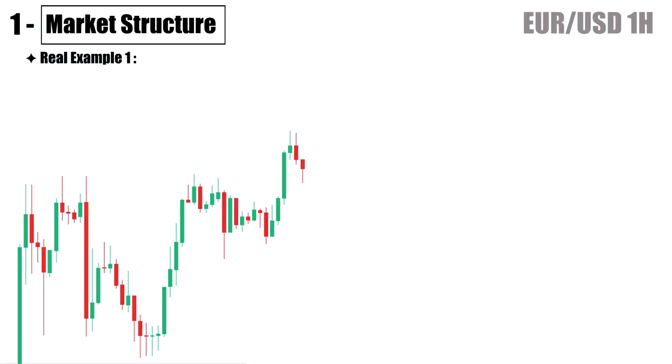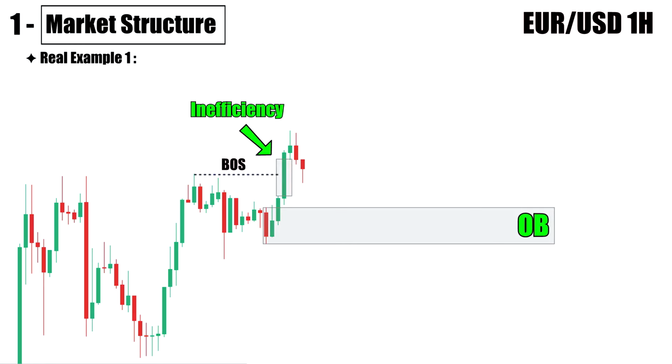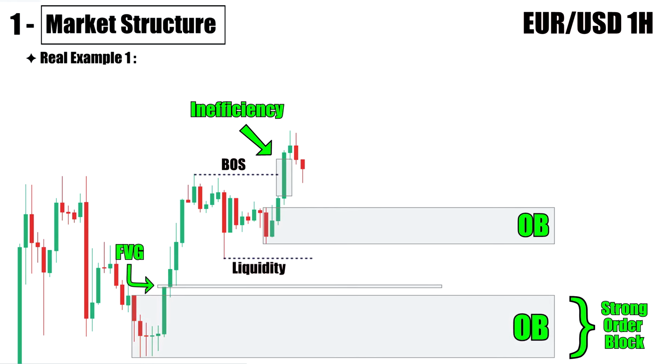This is the Euro USD on the 1-hour time frame. We've identified a valid order block that caused an inefficient move and a break of structure. But if we look further left, we can also spot a clear support level that held multiple times. That tells us there's likely a lot of liquidity sitting just below it. On top of that, we notice a gap directly under the zone and another valid order block a little lower. This gives us a high probability setup.